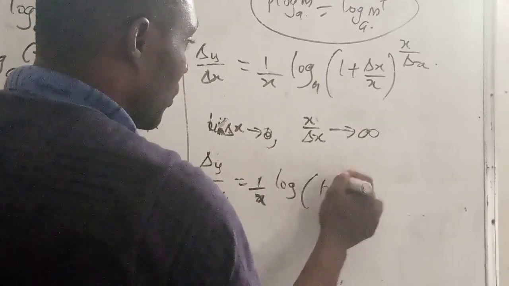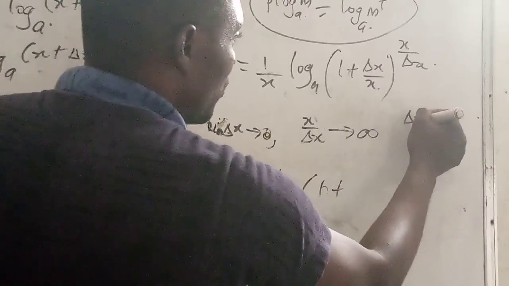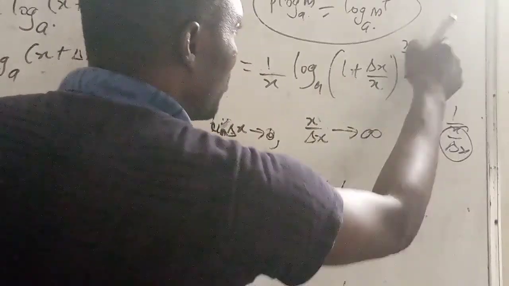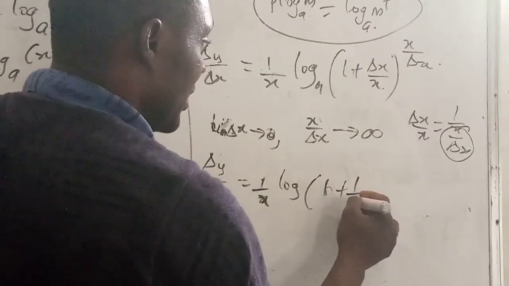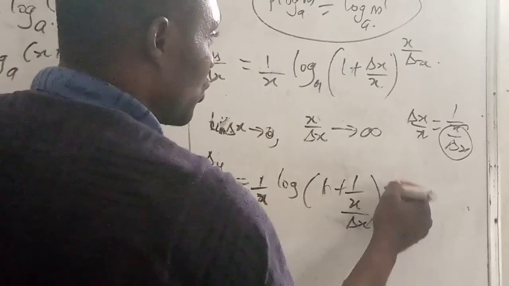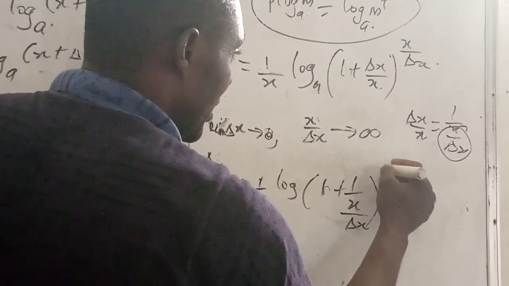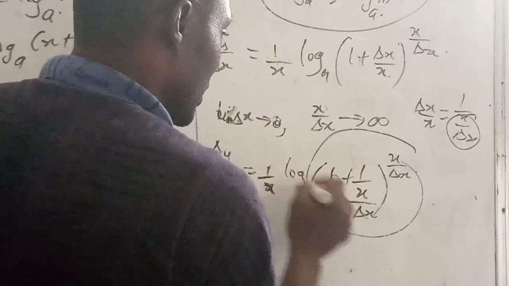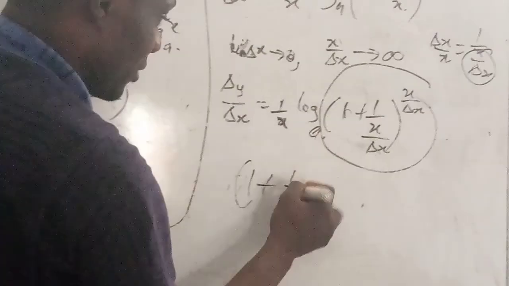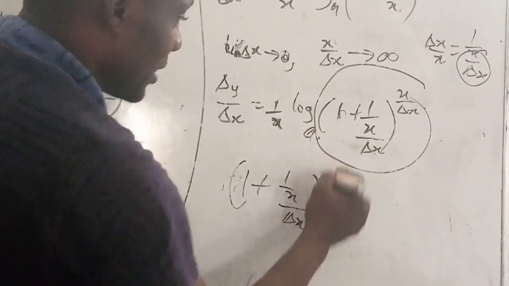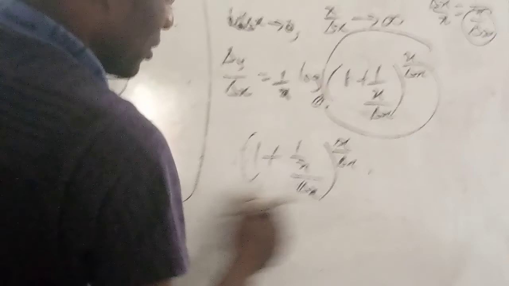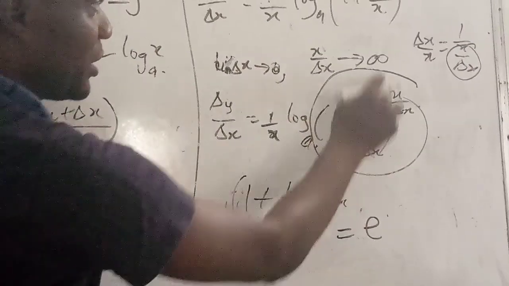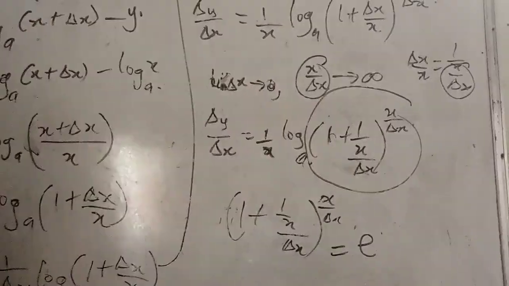So I have 1 over x, and I can change change in x over x, which is the same as 1 over x over change in x. I just want to make this in the form of this. So I have 1 plus 1 over x over change in x, raised to power x over change in x. Now this function here, okay, there's a base there, 1 plus 1 over x over change in x raised to power x over change in x, becomes e when this changes to infinity.